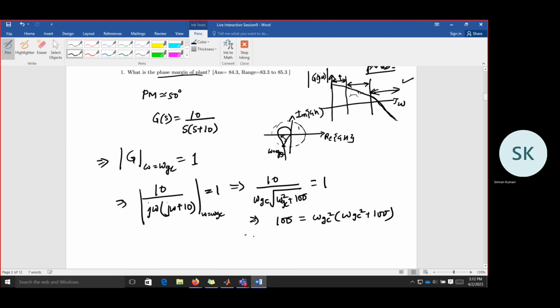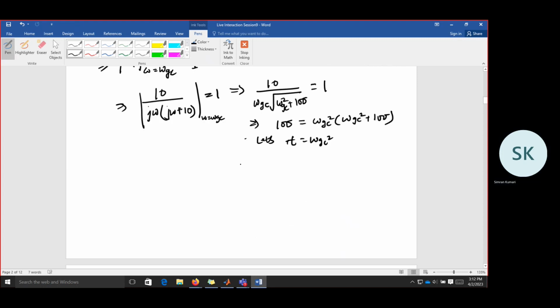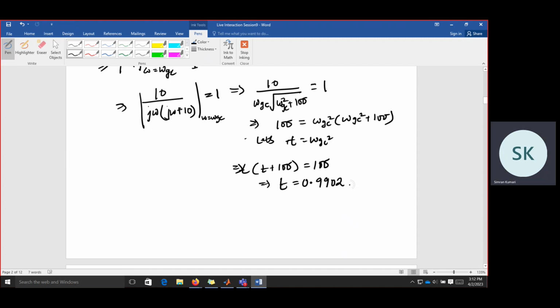So let us consider T equal to omega GC square. Now we can solve this, it will become a quadratic equation. And this would be T plus 100 equal to 100. If we solve this, the solution is T equal to 0.9902.